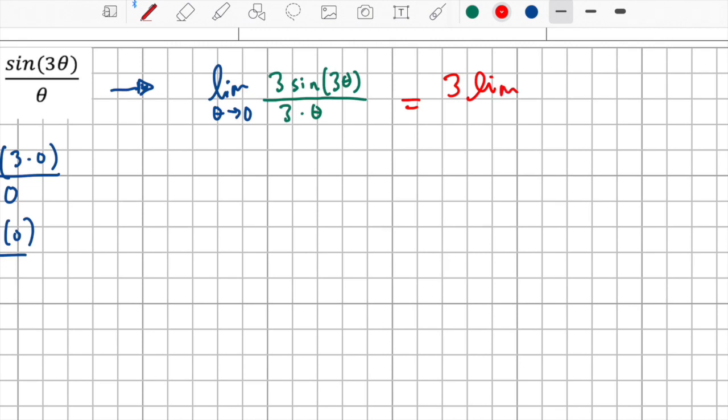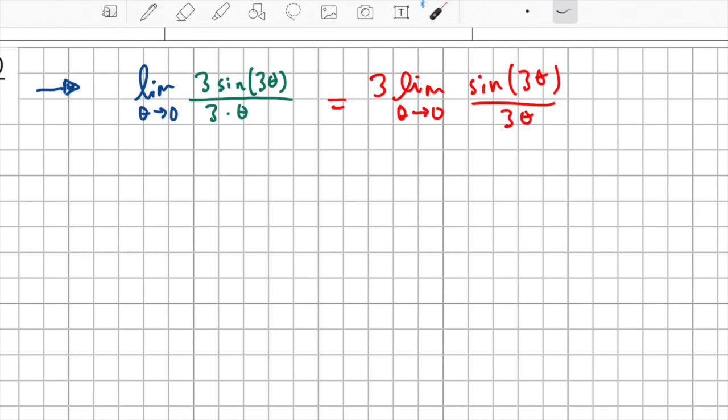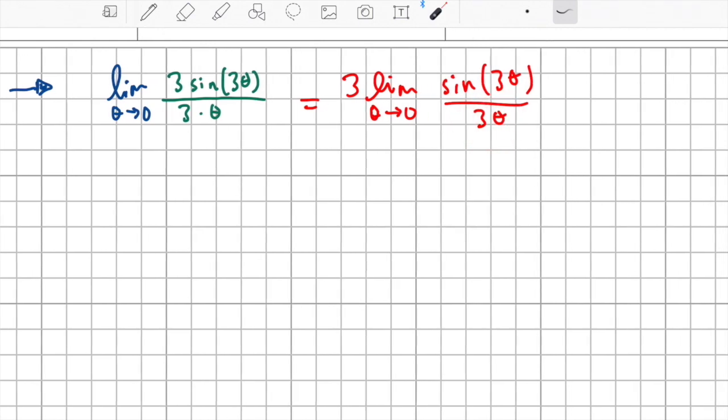So it'll be 3 times the limit of theta approaches 0 of sine 3 theta over 3 theta. Now, notice that this inside angle measure of sine matches this denominator. They have to be the same in order for me to apply that property. So now that I have the limit as theta approaches 0 of sine of 3 theta divided by 3 theta, notice again, this is the angle, and this number down here, they're exactly the same.